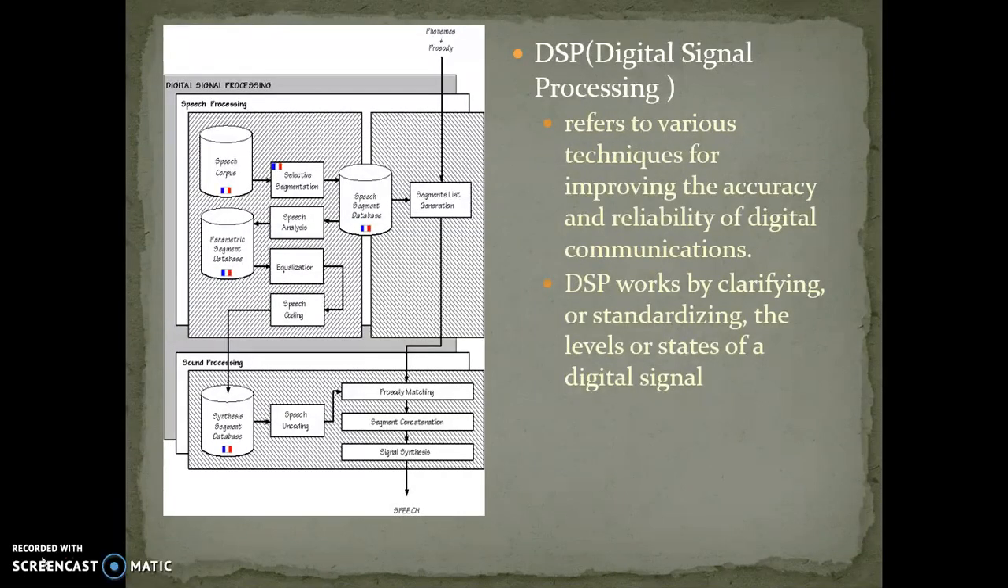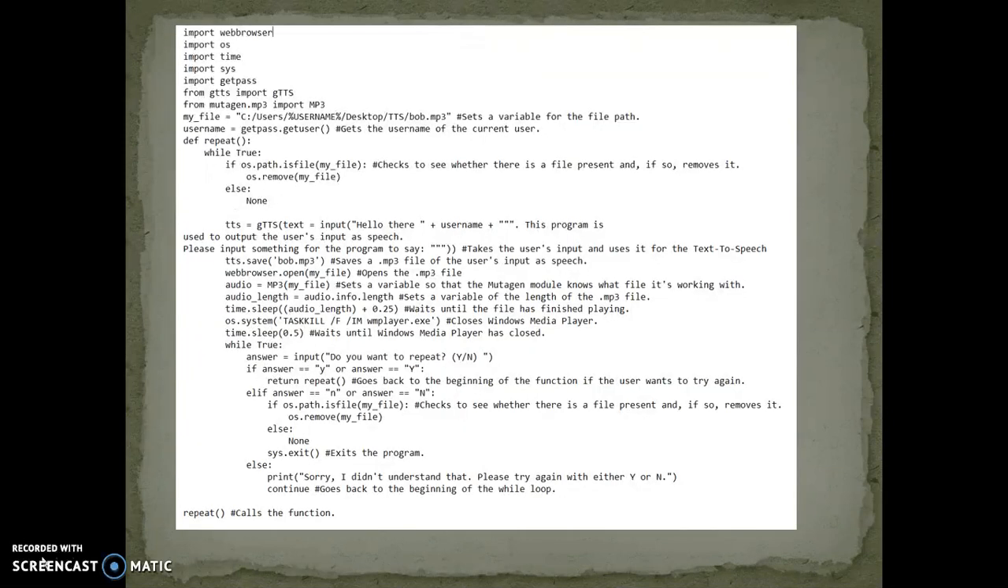Moving along, we have DSP, which is digital signal processing. As given in the figure, it refers to various techniques for improving the accuracy and reliability of digital communication. After NLP converts human interaction for the computer, DSP works by clarifying or standardizing the levels or states of digital signals.